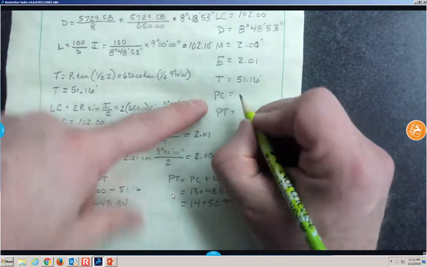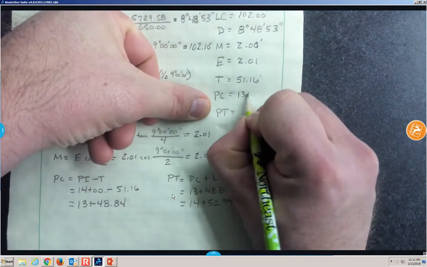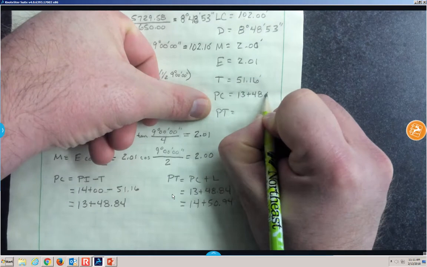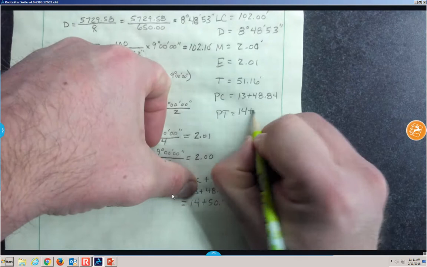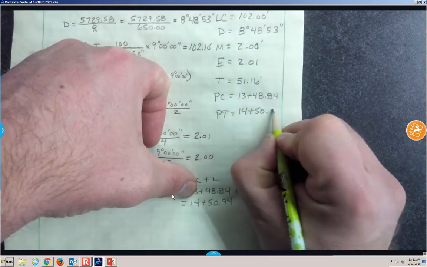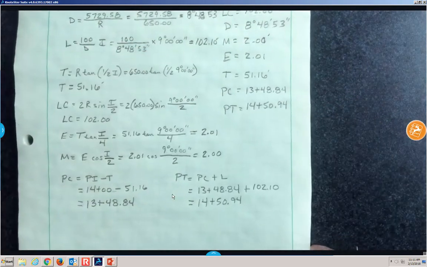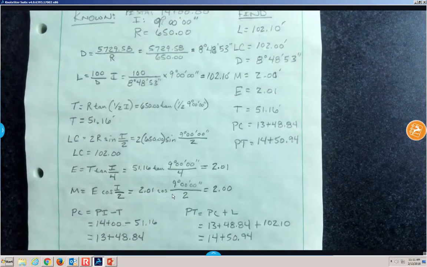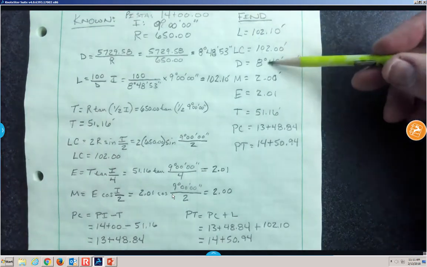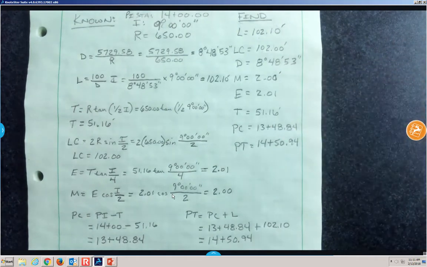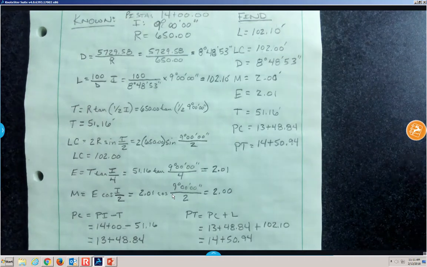So I'll add these up here. My PC was 13 plus 48.84, and my PT 14 plus 50.94. Okay? So we just solved all this information for this curve. We were given 3 items and we solved 8 items from the 3 things that were given to us. Okay?